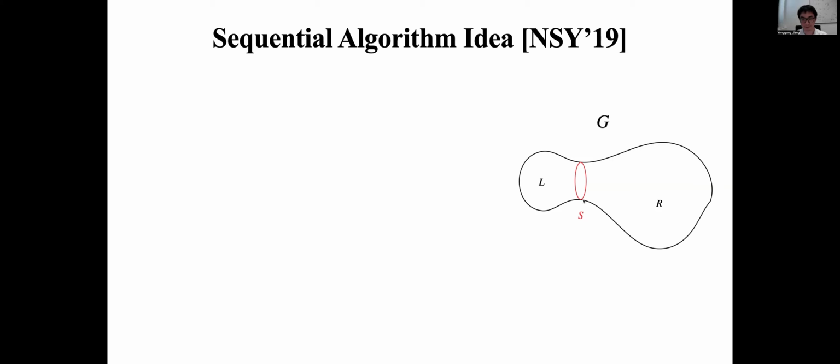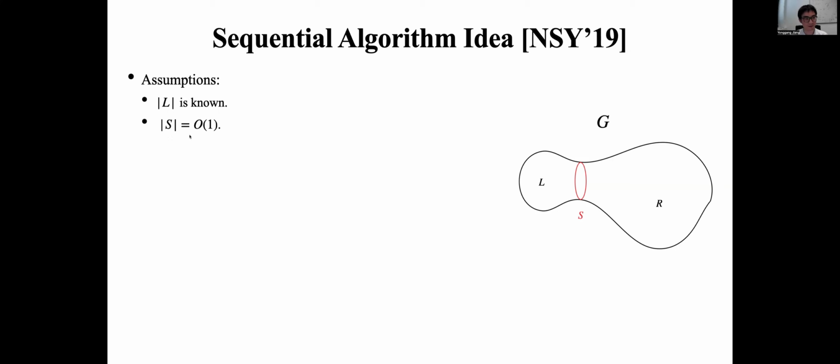This is called L and this is called R. And there are some assumptions made. The first one is that we know the size of L roughly, and this assumption can be removed by guessing the size of L from 2, 4, 8, 16, etc. The second assumption is that S is quite small and constant.